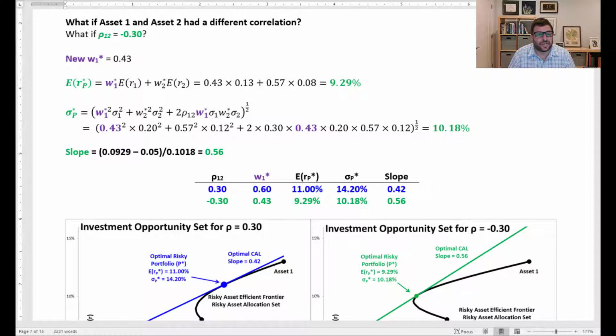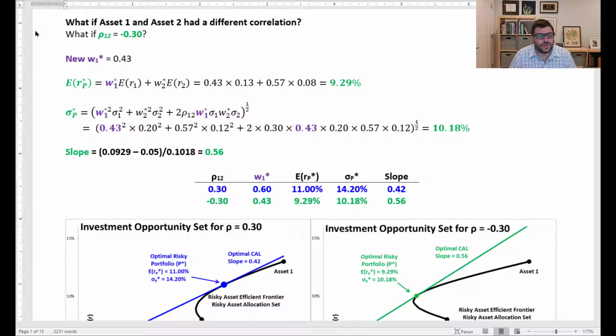Let's repeat this exercise, assuming these two assets actually have a different correlation. What if instead of a 30% positive correlation coefficient, so that level of diversification, these two assets actually have a negative 30% correlation coefficient. So even more diversification, so much so that the correlation is negative. Negative correlations are rare in actual assets, but this will be useful for illustrative purposes.